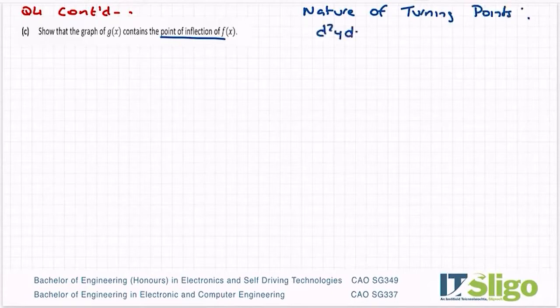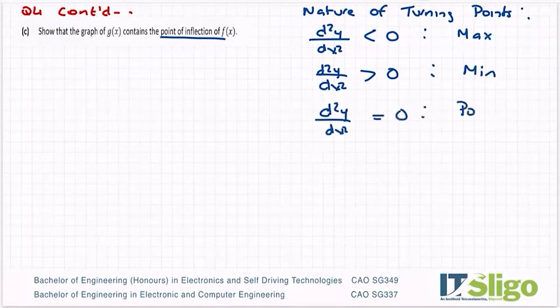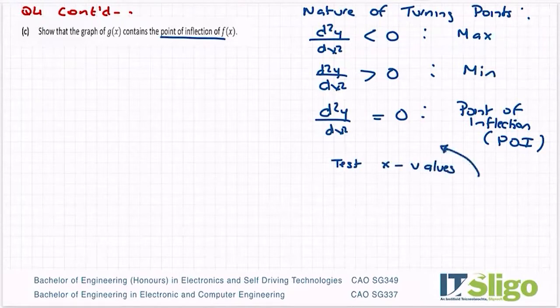Okay, so d2y dx squared is less than 0 when it's a max turning point. d2y dx squared will be greater than 0 for a minimum point, and d2y dx squared is equal to 0 for a point of inflection, often called a POI. So what you do is you test the x values in above, and you see what answer you get and compare it to 0 basically.